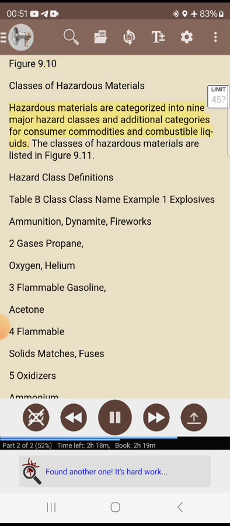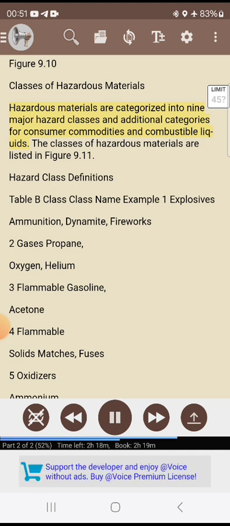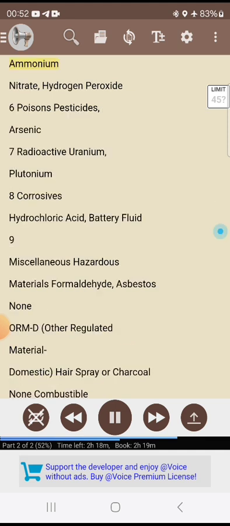Classes of hazardous materials. Hazardous materials are categorized into 9 major hazard classes and additional categories for consumer commodities and combustible liquids. The classes of hazardous materials are listed in Figure 9.11. Hazard class definitions. Class, name, example: 1 Explosives: ammunition, dynamite, fireworks. 2 Gases: propane, oxygen, helium. 3 Flammable: gasoline, acetone. 4 Flammable solids: matches, fuses. 5 Oxidizers: ammonium nitrate, hydrogen peroxide.